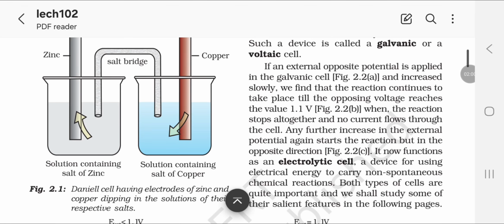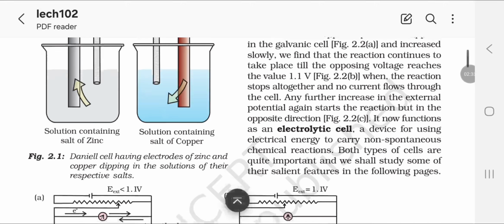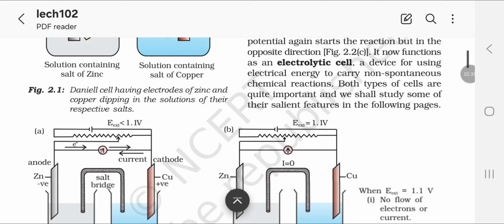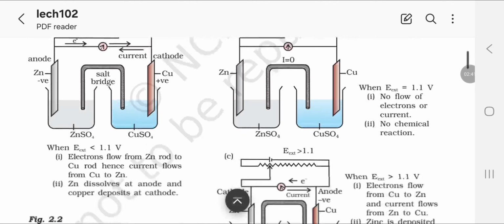If an external opposite potential is applied in the galvanic cell and increased slowly, we find that the reaction continues to take place till the opposing voltage reaches the value 1.1 volt. When the reaction stops altogether and no current flows through the cell, any further increase in the external potential again starts the reaction but in the opposite direction. It now functions as an electrolytic cell, a device for using electrical energy to carry non-spontaneous chemical reactions. Both types of cells are quite important and we shall study some of their salient features in the following pages.